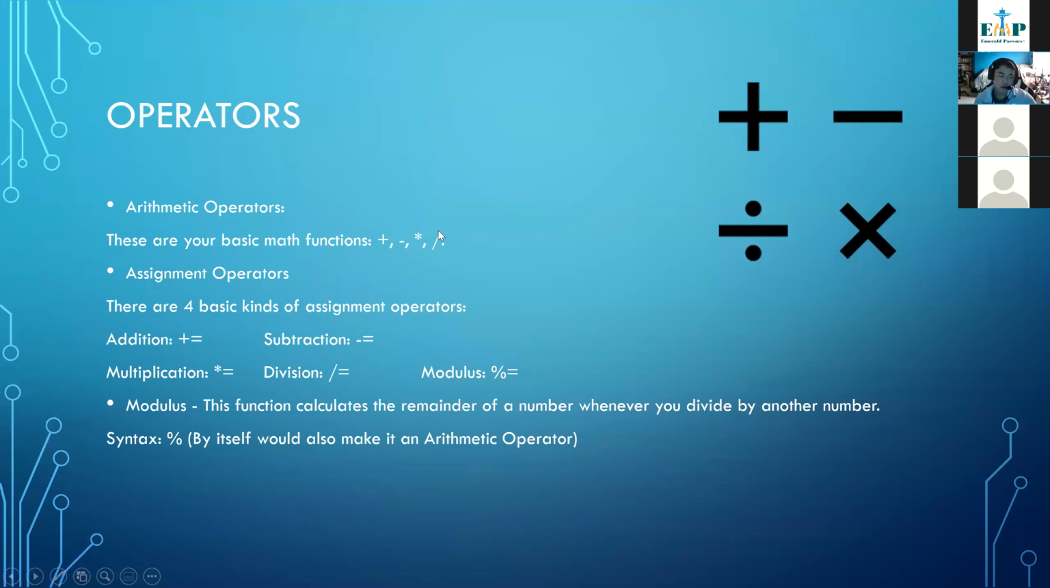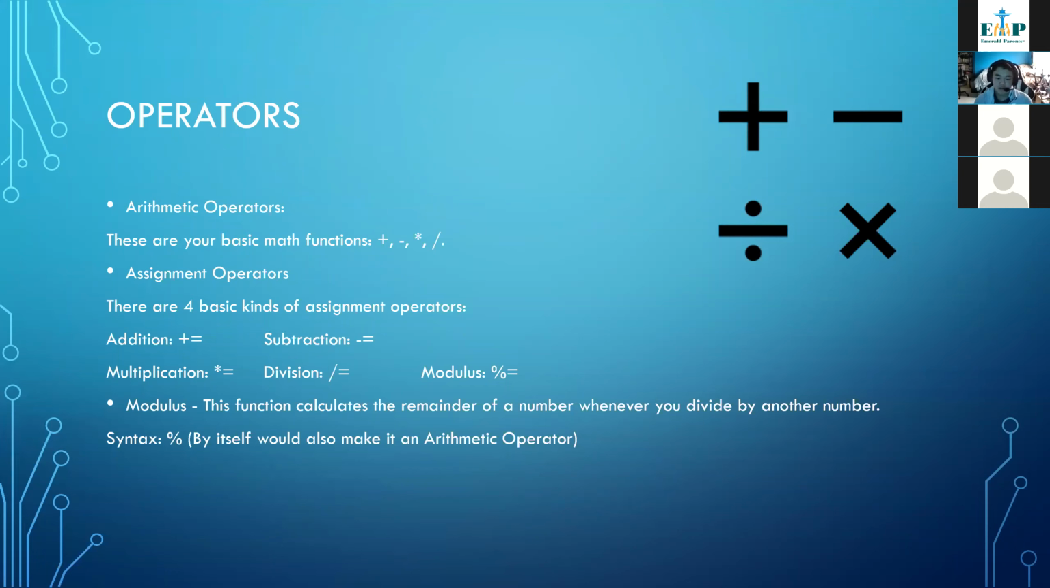Next thing, operators. This is going to be fairly easy. There are four kinds of operators. The arithmetic operators, which are just your basic math functions: add, subtract, multiply, divide, and modulus, which I will explain. And shout out to Nathan for sending all the links. Big help. And then the second type is assignment operators.